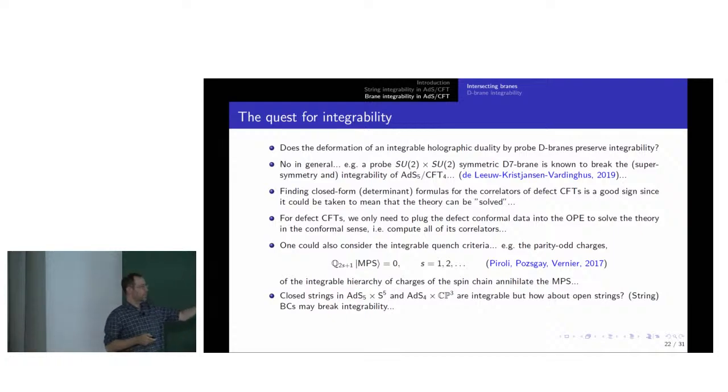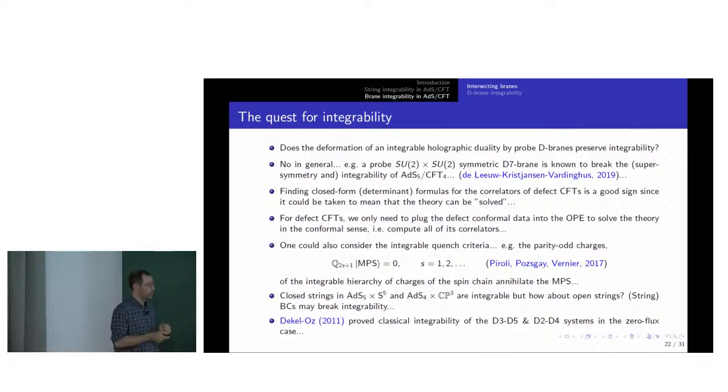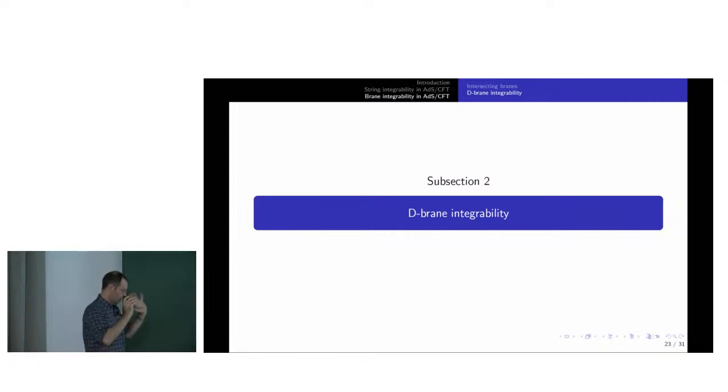And of course, as I said, closed strings have been seen to be integrable, and the question is what happens if we open the strings. And I should probably highlight the work of Ademollo and Oz, which actually proved the classical integrability of both of these systems, which is yet another indication that these systems are integrable, but for zero flux. And my work with Kostya is that we generalized this work to systems having non-zero flux on the D-brane. And now this brings me to the topic of D-brane integrability.